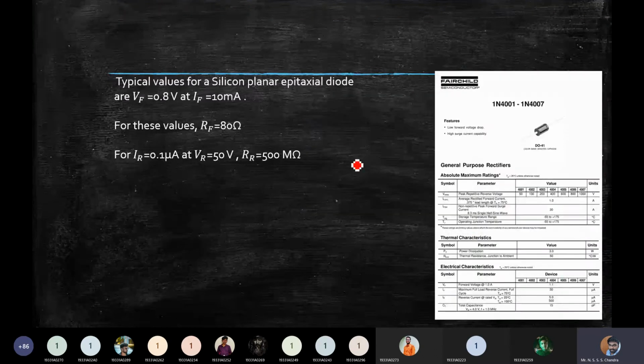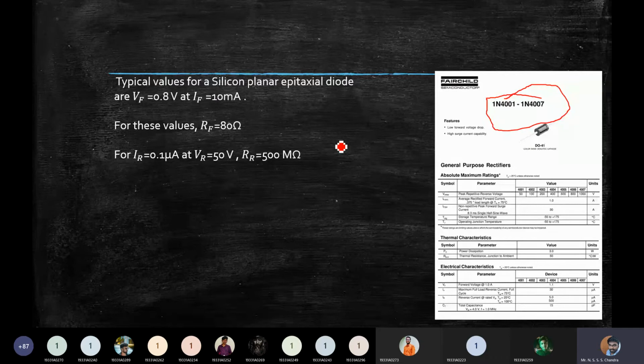So I'll be showing one slide where I have the manufacturer sheet. You can get this on the net for any given model number. For example, this sheet is for 1N4001 to 1N4007 diodes. When you purchase any electronic component, you will also be given a data sheet, in which a number of things are mentioned. So I'll showcase one data sheet for you. Before proceeding further, I'll stop this PPT and move on to a different PDF file.